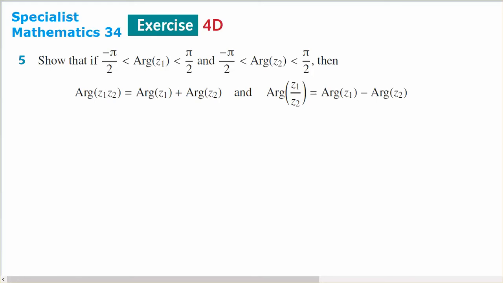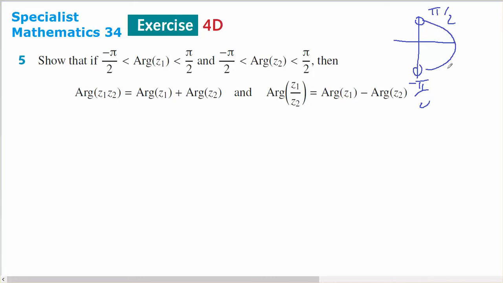This is for Year 12 Specialists. It comes out of 4D question number 5. So I know that the argument of Z1 is between minus pi on 2 and pi on 2. So it's somewhere in there.